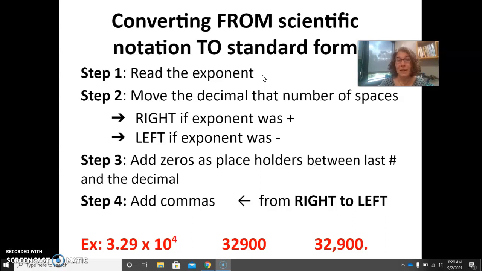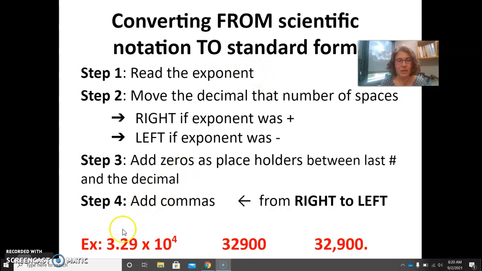The second step is you're going to move that decimal the number of spaces. If the exponent is positive, you're going to move the decimal point to the right, making a bigger number. If the exponent was negative, you're going to move the decimal to the left, making a smaller number, a number smaller than 1. Step number 3, for any places you needed to move the decimal that do not contain a number, you're going to replace those with zeros. And then the last step, step 4, as you would in any kind of standard math situation, is you're going to put in any commas to indicate an easier way to read the number.